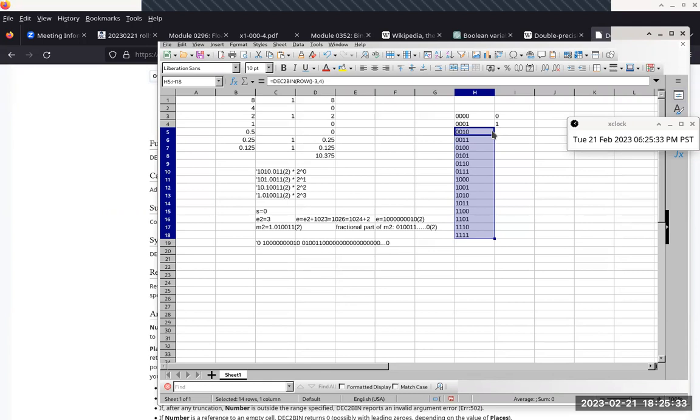Let me show you the equation here first. The equation so far that we have is DEC2BIN. So what do you think I can use here? DEC2HEX. Hex stands for hexadecimal. So I can use exactly the same thing, which is row number minus 3, so it becomes 0 oriented. And from here, bing, done.